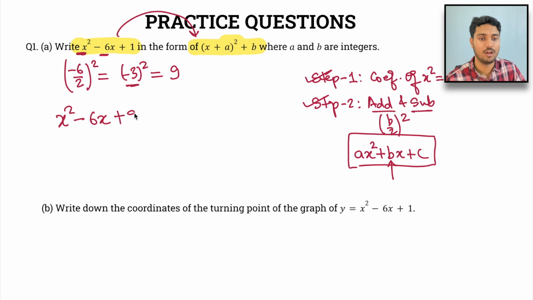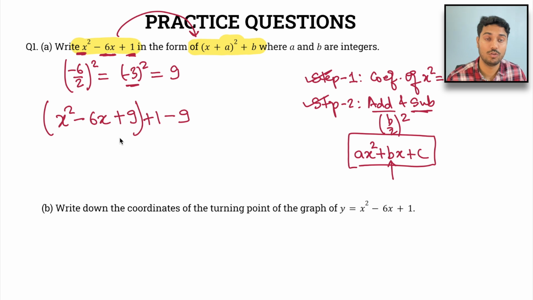So add 9, always add next to the middle term. Then you have plus 1, so plus 1, and you also have to subtract 9, so minus 9. Now the first 3 terms will always give you the square of the binomial term, which is going to be x minus 3 the whole square. Now from where I am writing this -3, this -3 is this.